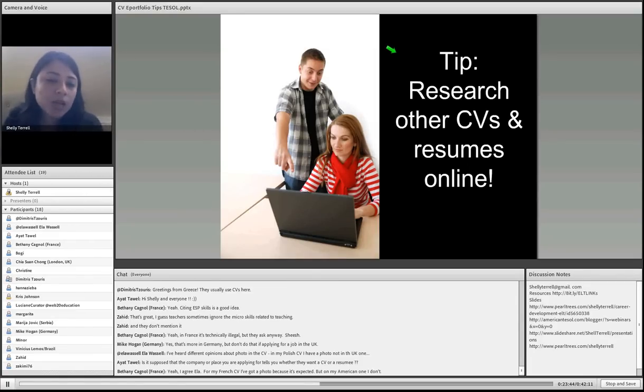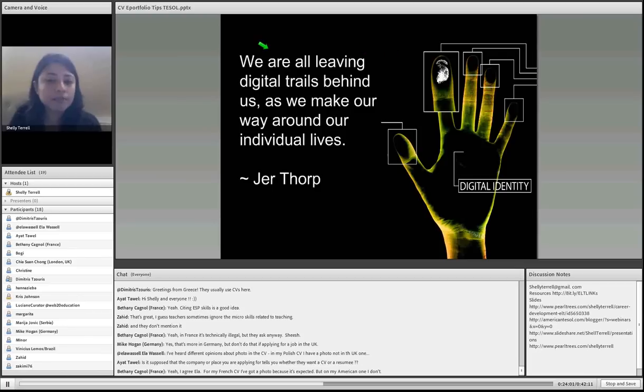And not all the time will you find it in your position. So for example, don't be so specific. When I was looking to be an English language teacher in Germany, I didn't find CVs for that. So what I looked up was just general teaching, and then I framed it off of that.